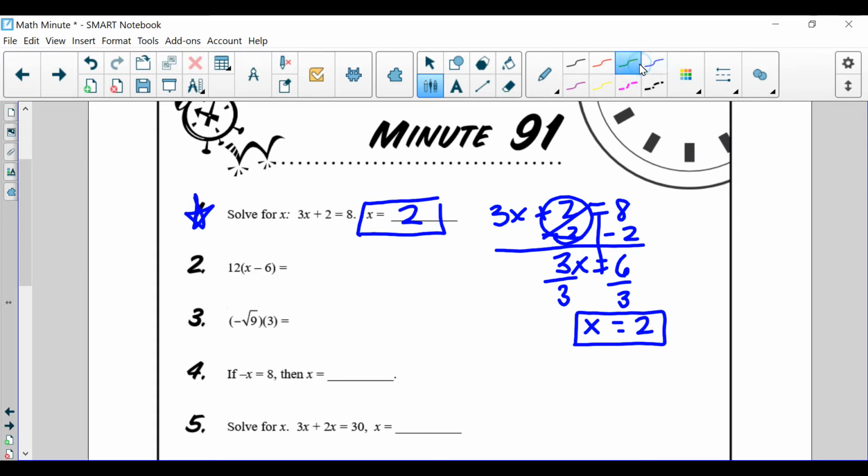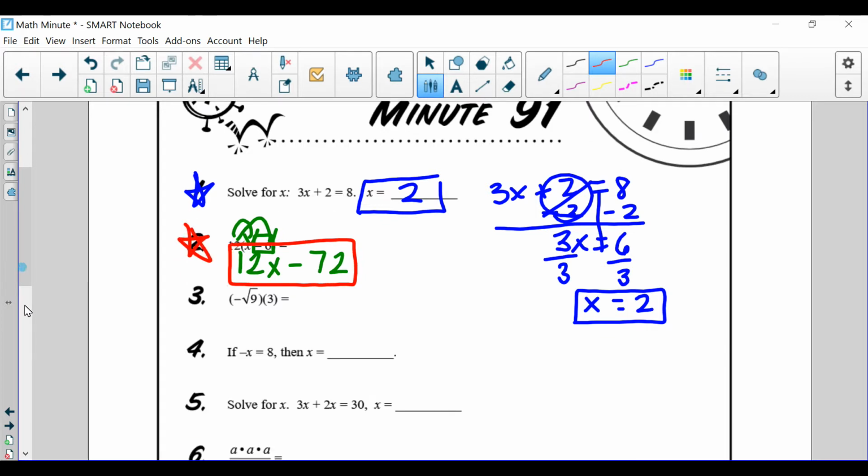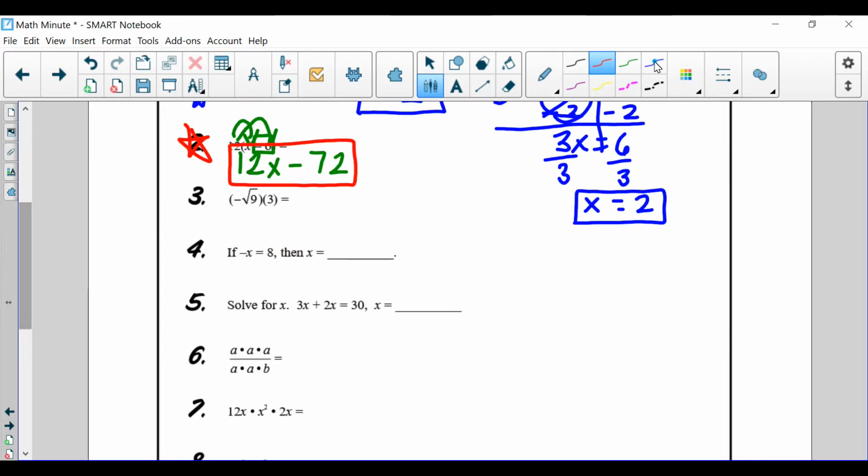Next thing we're going to do is the distributive property where we go 12 times x, which is going to be 12x, and 12 times negative 6, keep in mind that's a negative 6, that would be negative 72. Remember, we don't want to combine these terms because they are unlike terms. One of them is an x and one of them is a regular number. Alright, let's go over number 3.